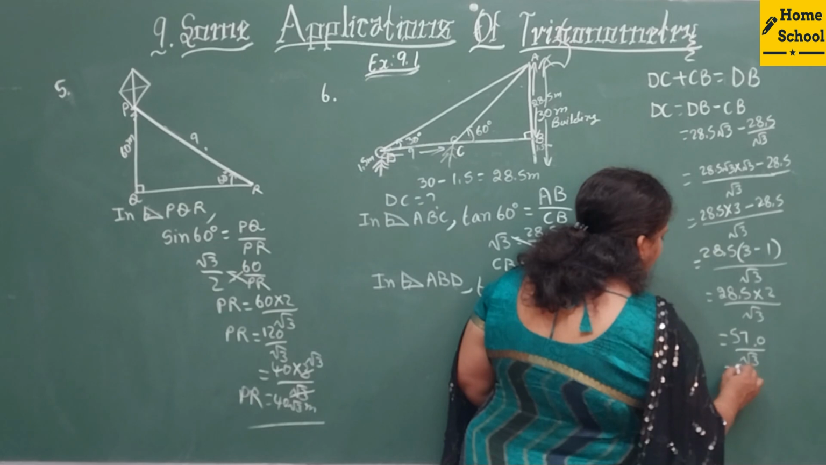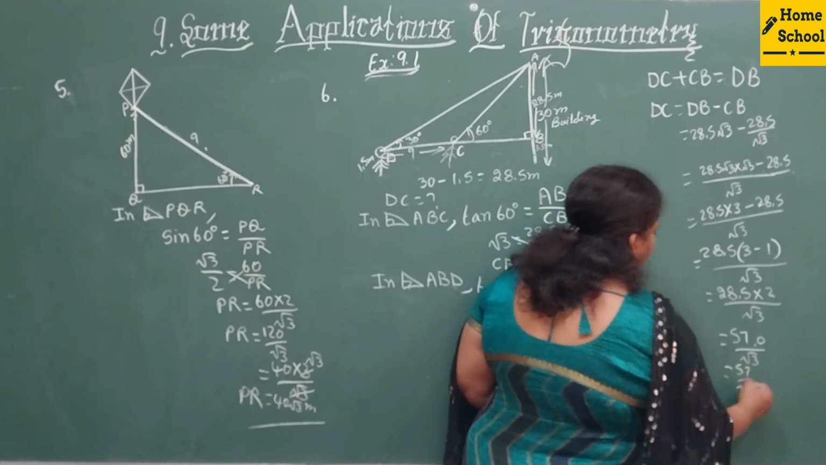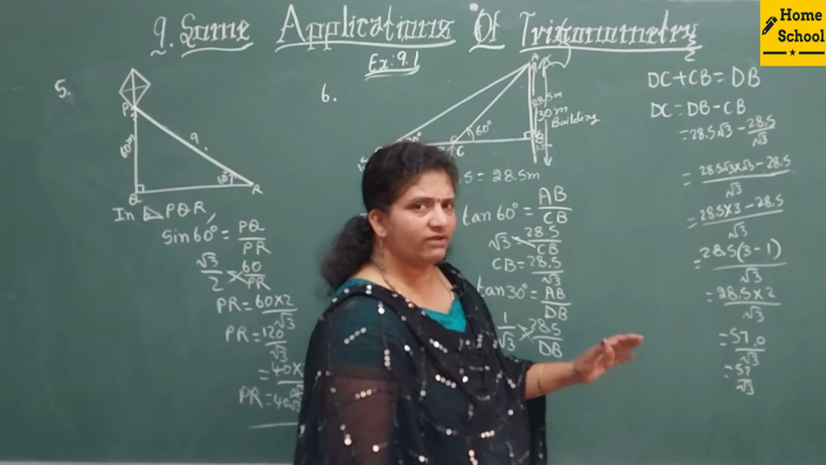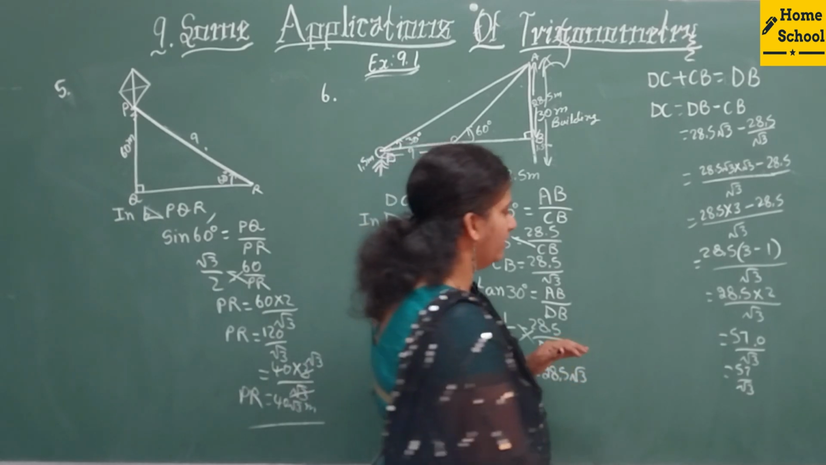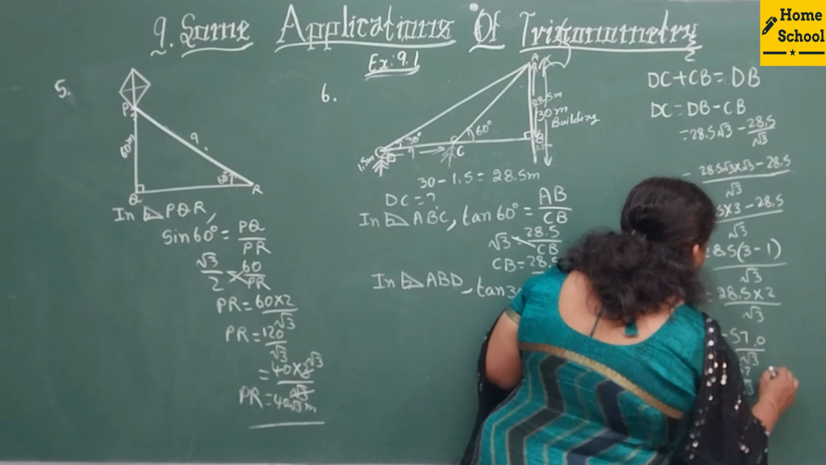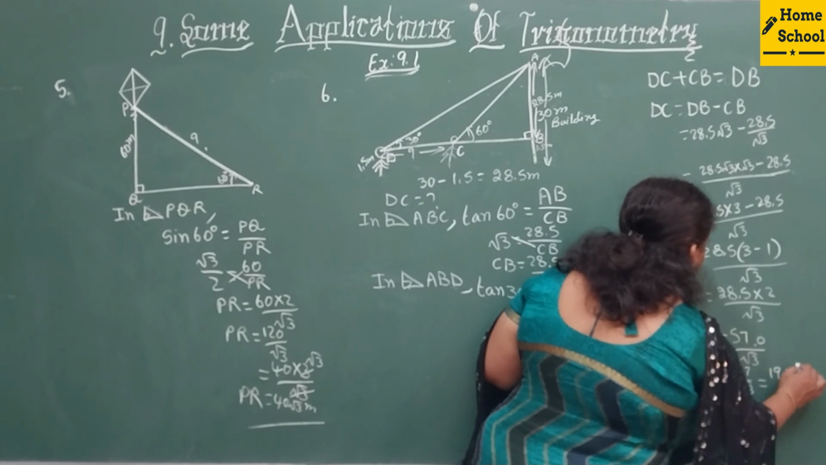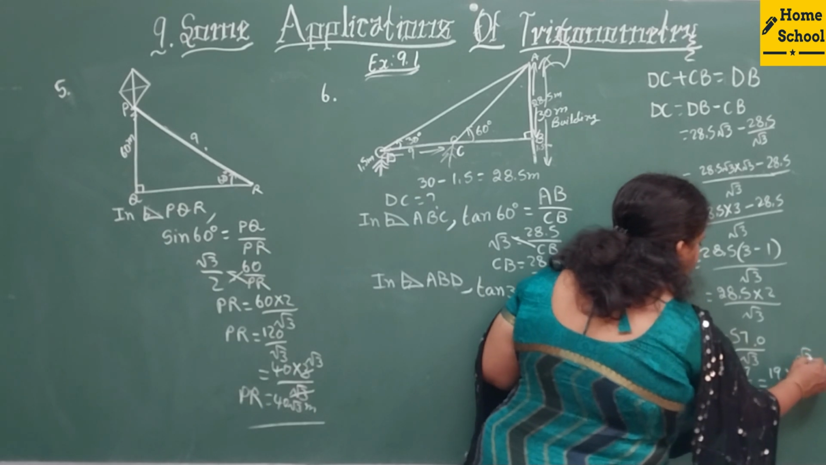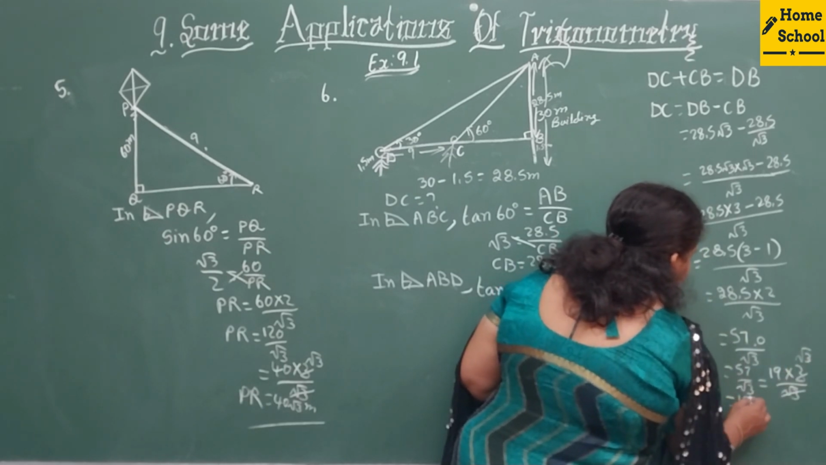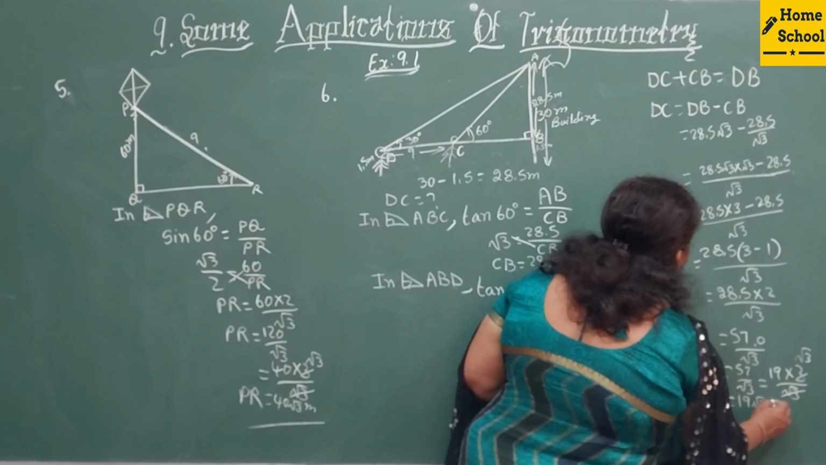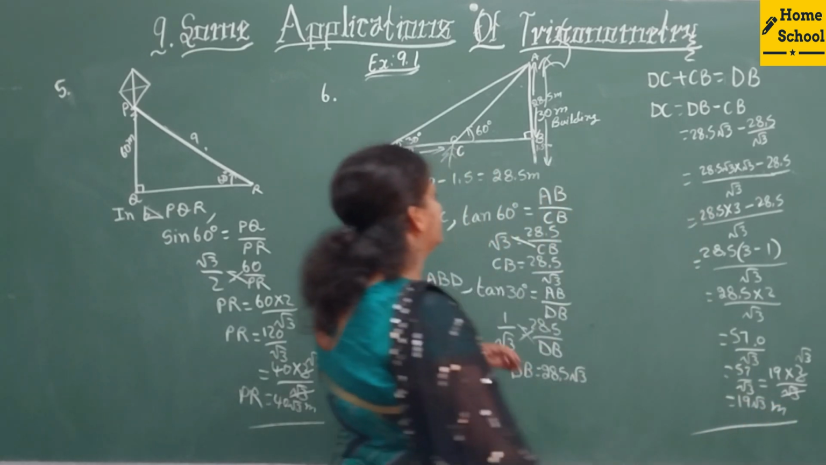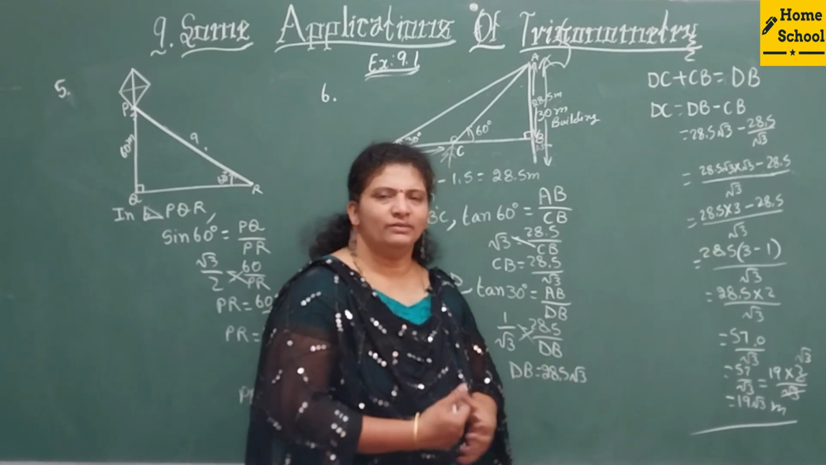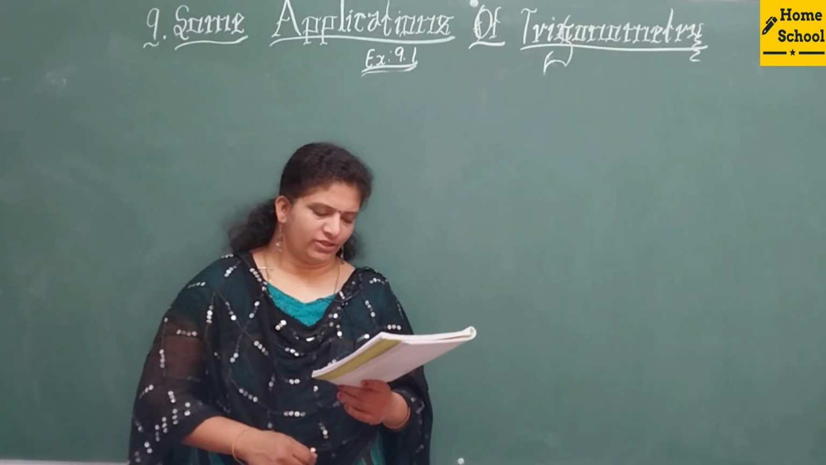57.0 by root 3, that is 57 by root 3. Is your answer completed? No. 57, check whether it is a multiple of 3. Yes. Of what? 19 3s are 57. Root 3 times cancel and your answer is 19 root 3 meters. What is the value, children? 19 root 3 meters. Seventh problem.